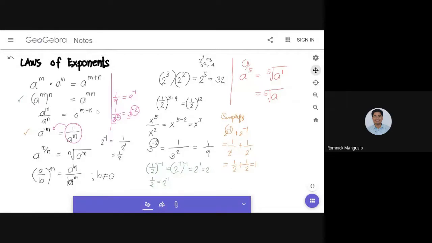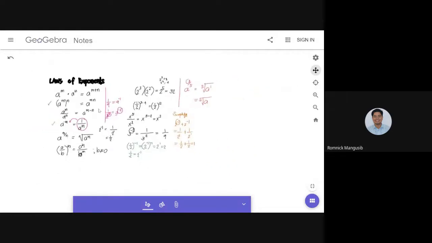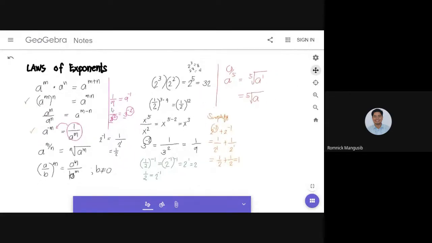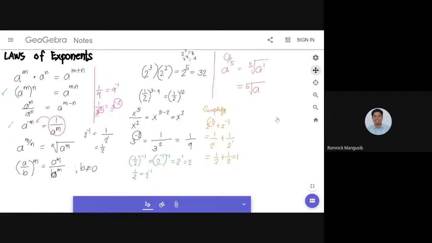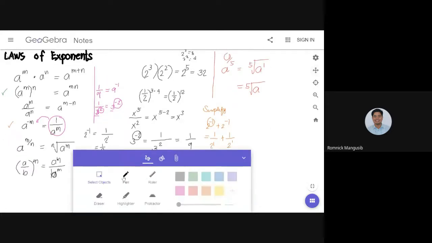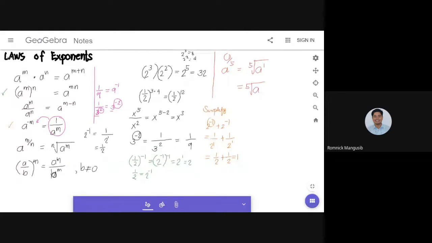What else? Ano yung rule? So, yeah. So, sino yun? Someone is raising his hand. Meron ba? Okay.